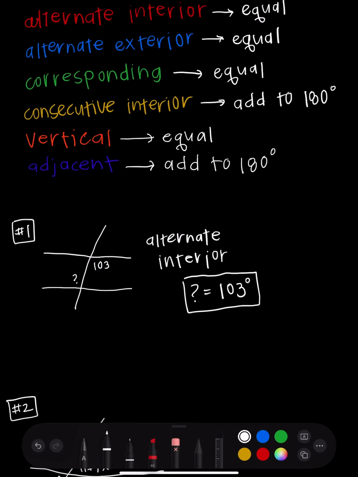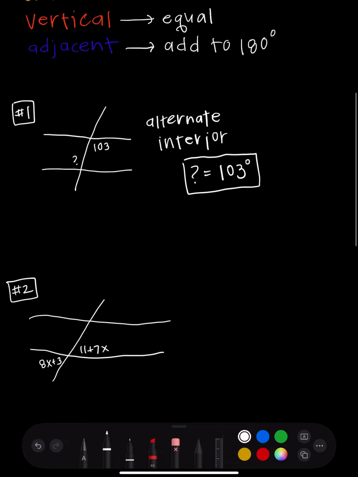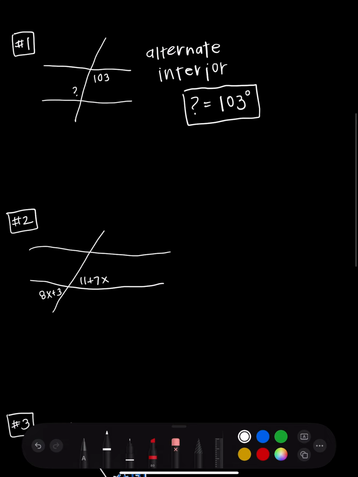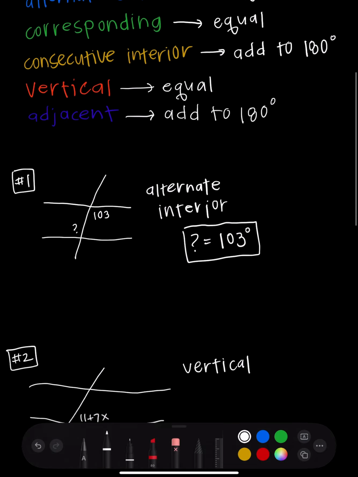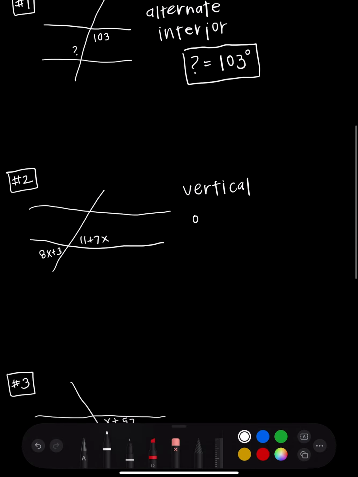Easy enough. Okay, so for the second example, again, we're going to start by naming these angles, and these, based on what we learned in the last video, are vertical angles. And vertical angles, if we look back up here, are equal to each other. So I can say 8x plus 3 is equal to 11 plus 7x. And now I can just solve it like a normal equation for x.